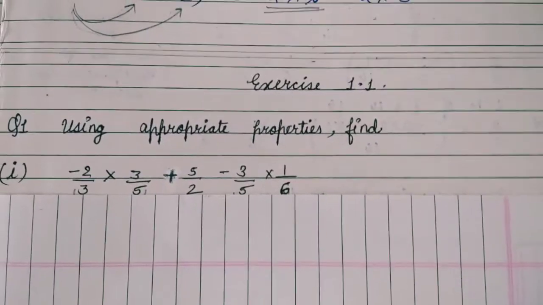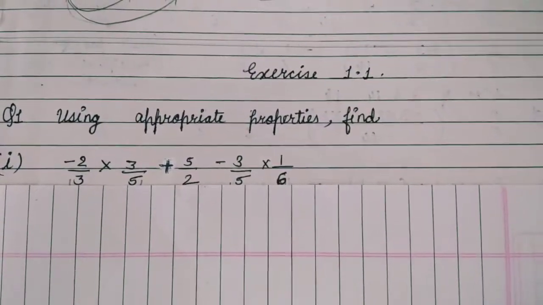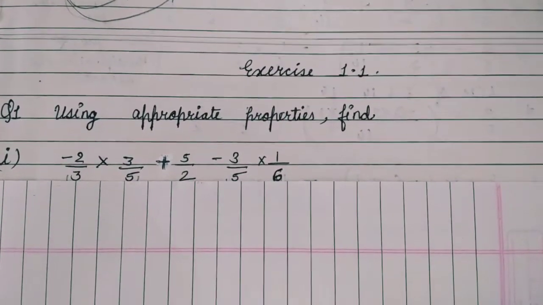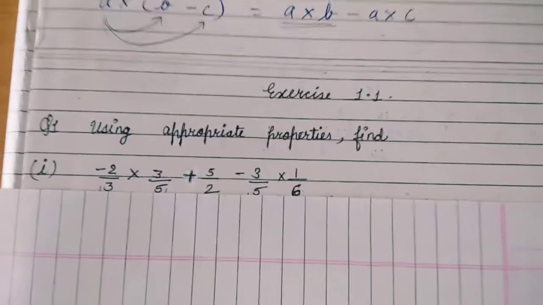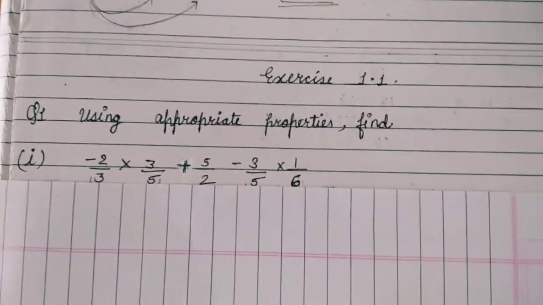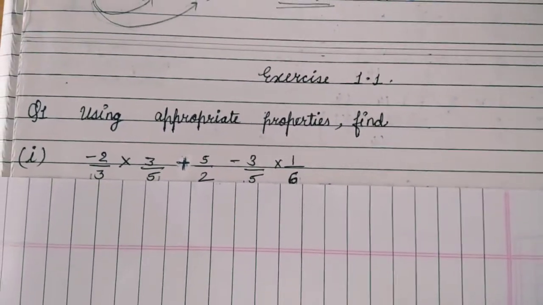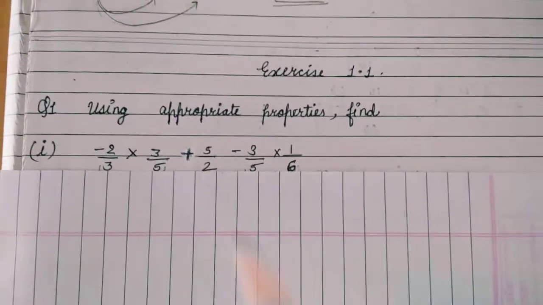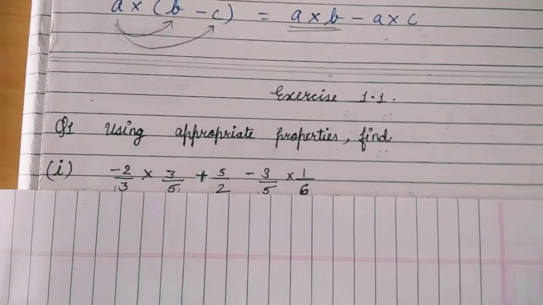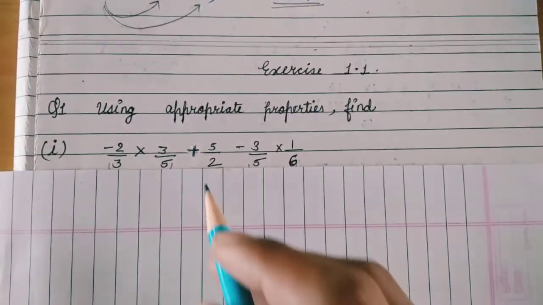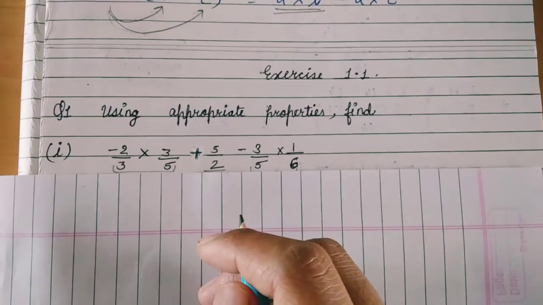In this video, we will see solutions from question number 1 to question number 6 of exercise 1.1 for class 8th. Its first question is: using appropriate properties, find. We have to find the answer of the given things, but by using properties. We have to mention which property we have in that line.